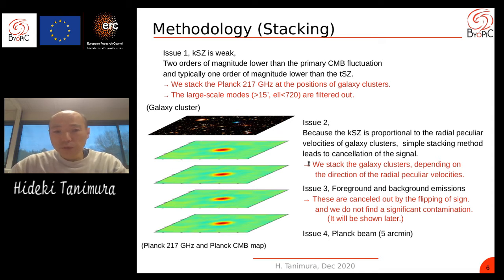This is also good to suppress the foreground-background emissions. Now, these are cancelled out by the flipping of sign. As a result, we do not find a significant contamination from foreground-background emissions, which is shown later. The Planck beam is a limitation.